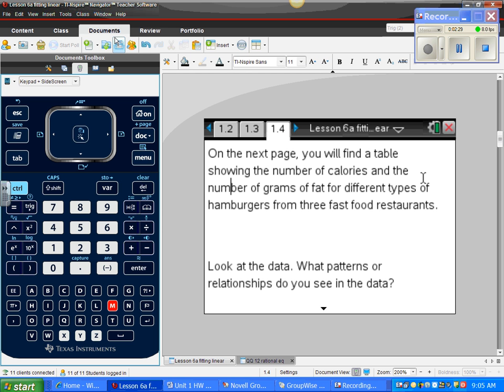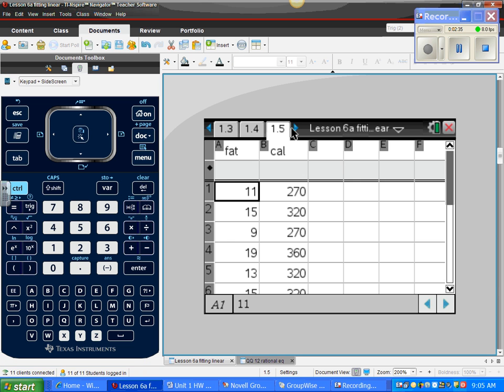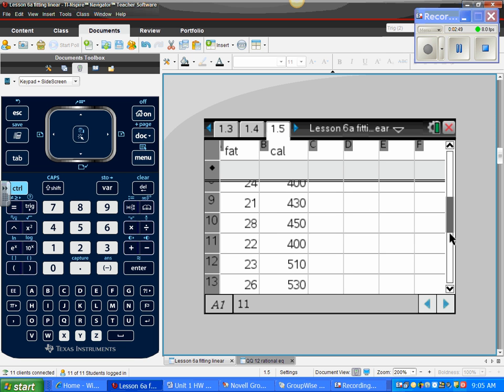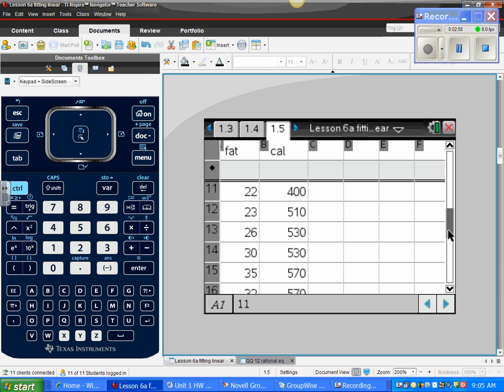So this is actual data, okay, from actual fast food restaurants. All right, so fat, calories from fat is 11 grams, calories from fat would be 270. 15, 320. 9, 270. 19, 360. 13, 320. Look at all this data. Ooh, 28, 450. 26 grams of fat, 530 calories. Now, why would some of this data vary?